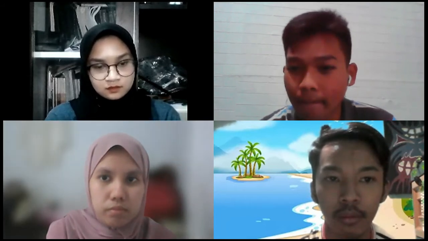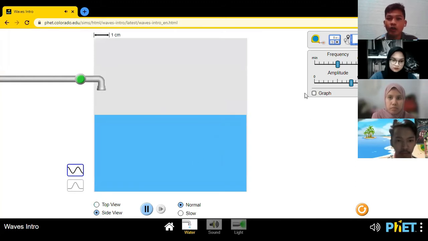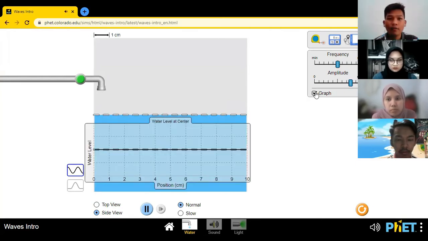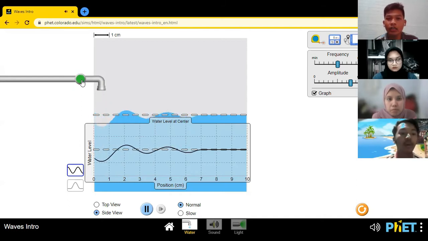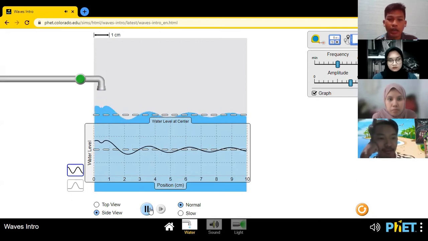Let me share my screen. So in this screen, you have to choose this part, and then also choose the side view here. You have to set the frequency and also set the amplitude in here. And also you have to choose the graph. After you choose the graph, you can choose the button here to see the level of the water. I will choose the button here. So let's see here, the wave is produced by the water. Okay, let's move to the other one.